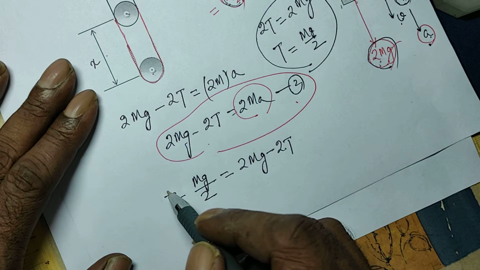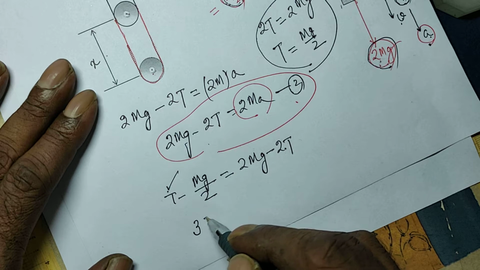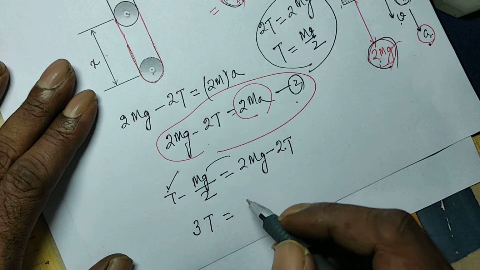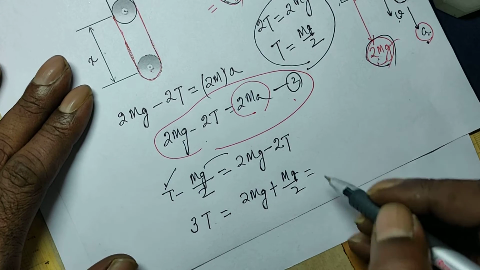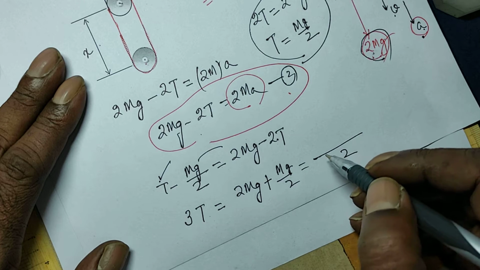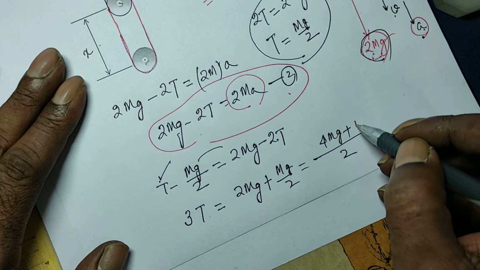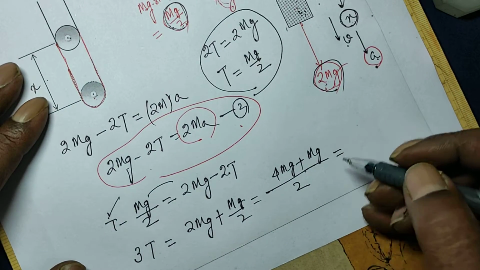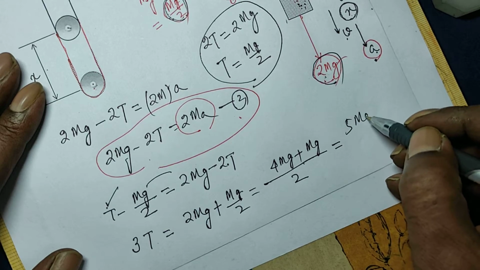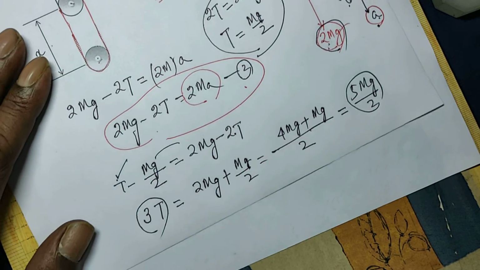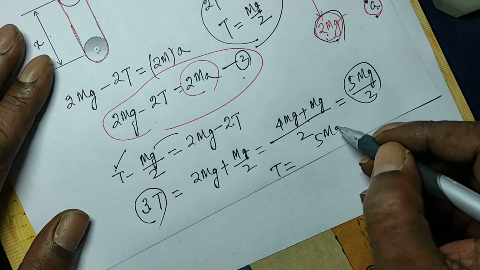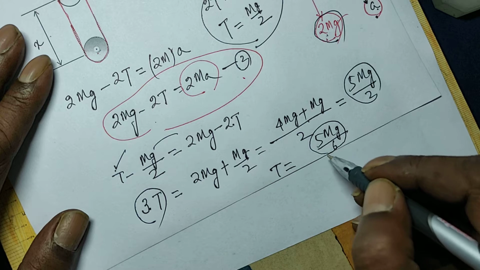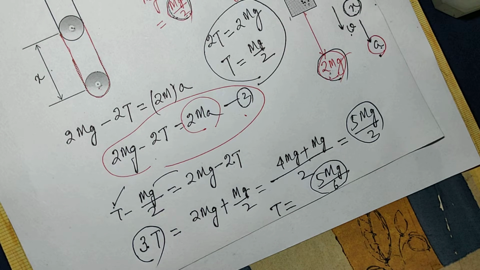Now bring this 2T to the left hand side, it will be added to this, so we will have 3 times the tension, 3T. This comes to the right hand side, so that is equal to 2mg plus mg over 2. Take your LCM, so 4mg plus mg, that is equal to 5mg over 2. This 3 comes to the right hand side, so T is equal to 5mg over 6. That is your tension.